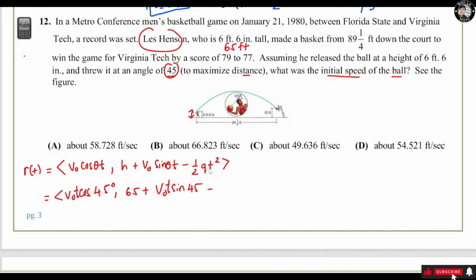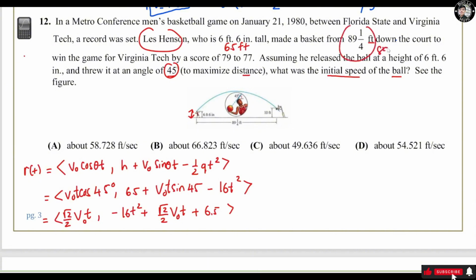Minus 1/2 g. Now, in this situation, we look at the unit right here. It should be feet, so we need to use 32 instead of 9.8. 32 divided by 2 is 16. So we have 16 t squared. Now we're going to simplify. Cosine of 45 is going to be root 2 over 2. So you have root 2 over 2 V0 t, comma, negative 16 t squared plus root 2 over 2 V0 t plus 6.5. Now we need to use this information right here.